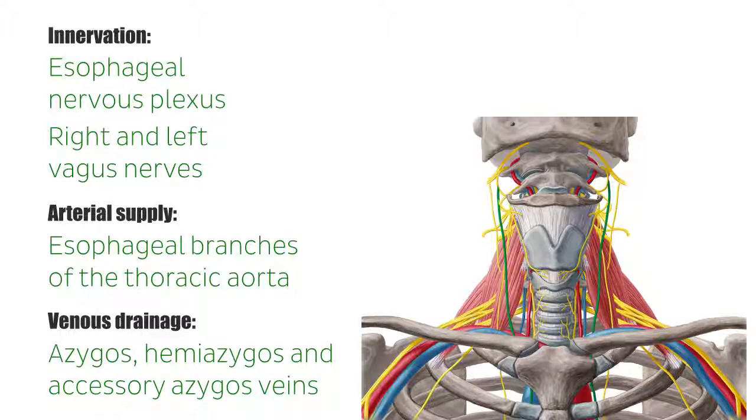It has quite an extensive lymphatic drainage network, which contains several groups of lymph nodes, including the inferior deep cervical nodes, the posterior mediastinal nodes, the intercostal nodes, the paratracheal nodes, and the superior and inferior tracheobronchial nodes.